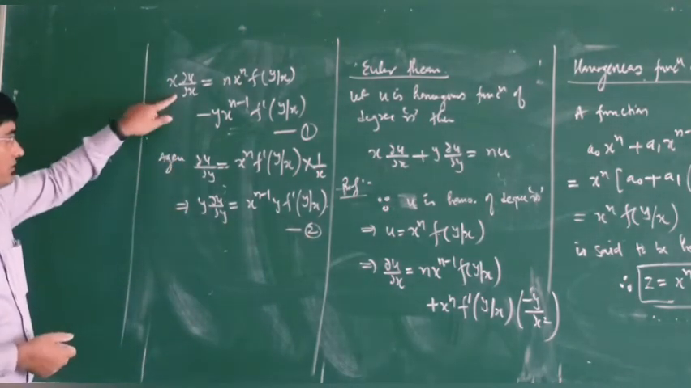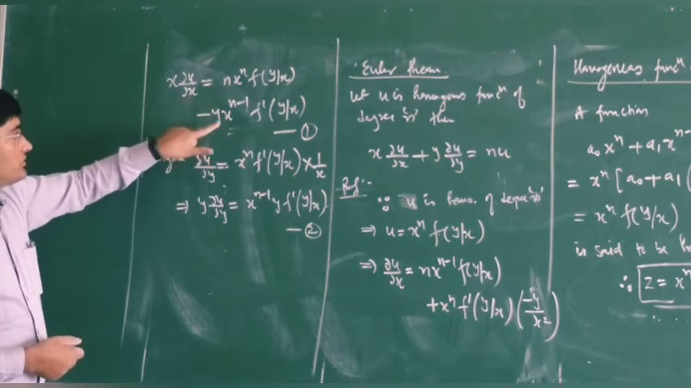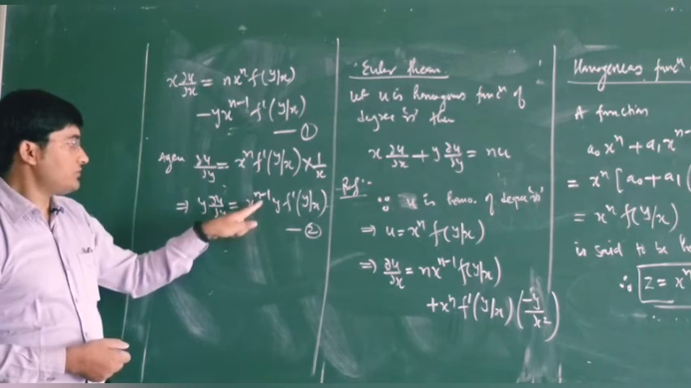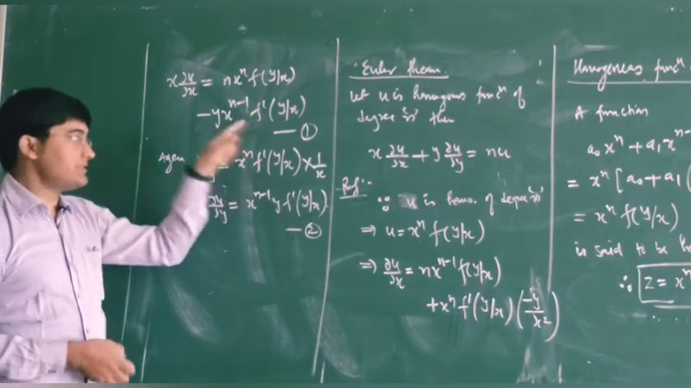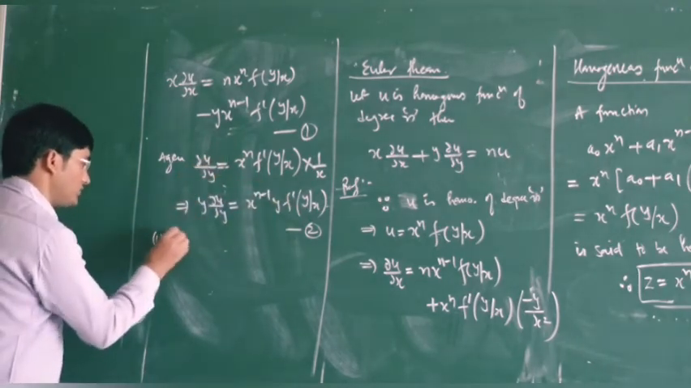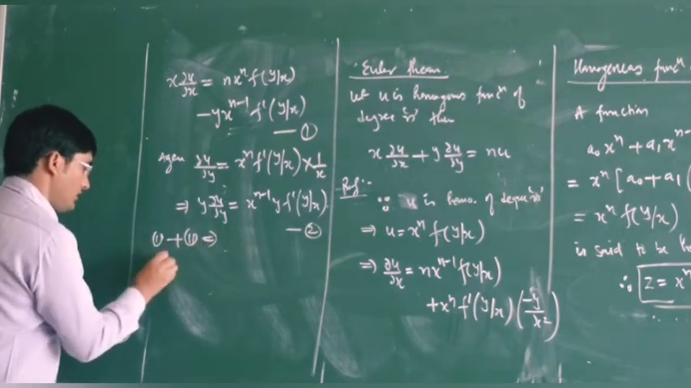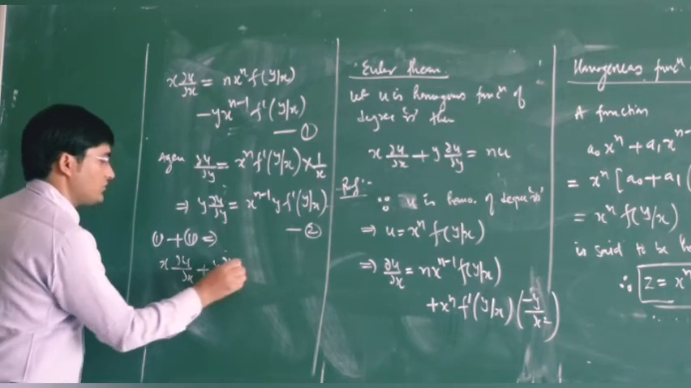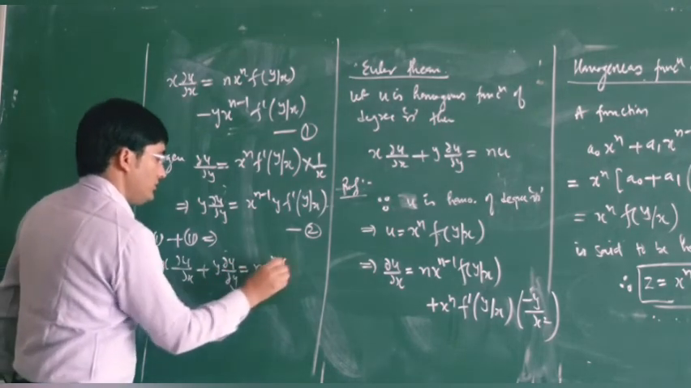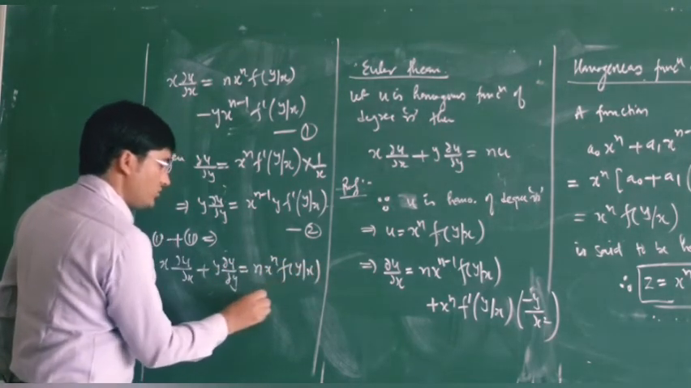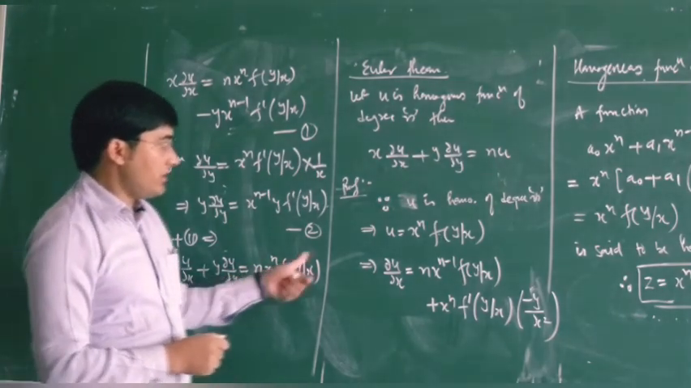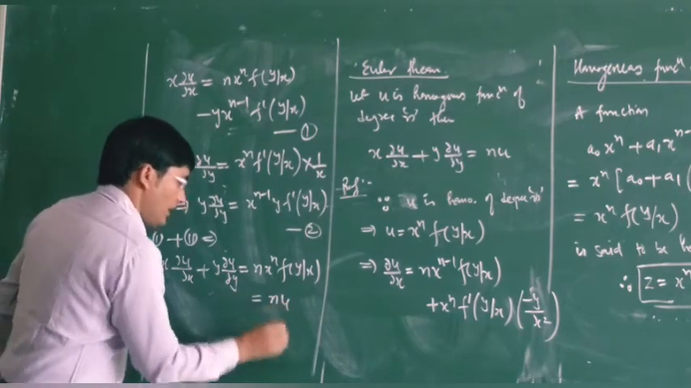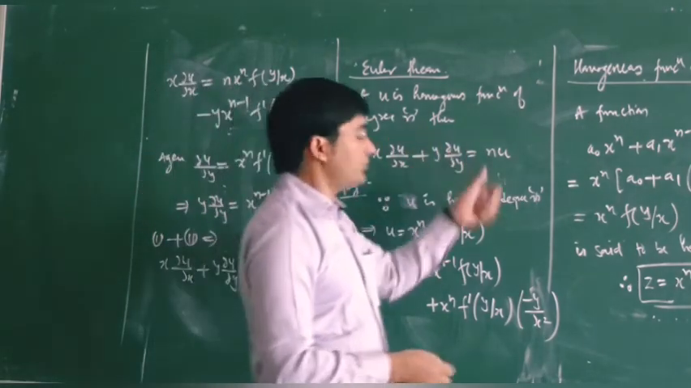So you can see that the terms y x^(n-1) f dash(y/x) and y x^(n-1) f dash(y/x) will get cancelled. So 1 plus 2 implies x ∂u/∂x + y ∂u/∂y is equal to n times x^n f(y/x), and this x^n f(y/x) is equal to u. So this is n u, and this is Euler's theorem.